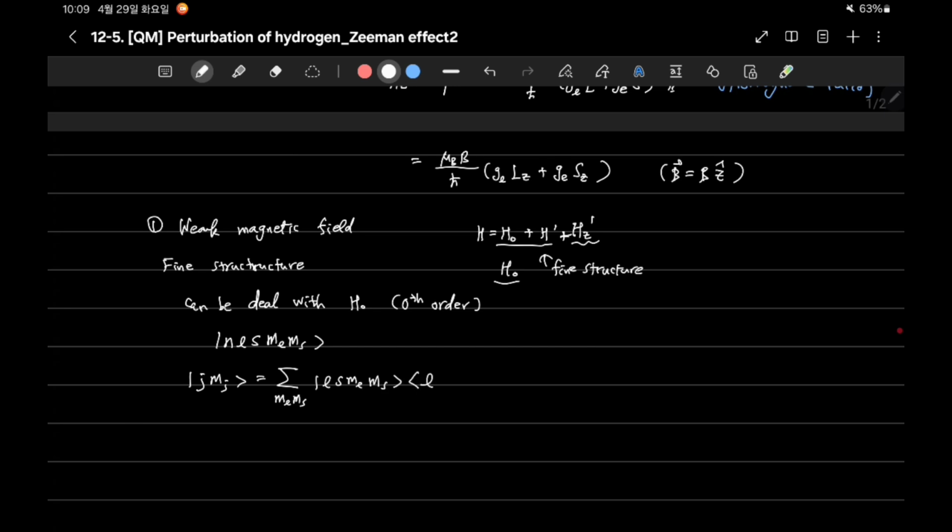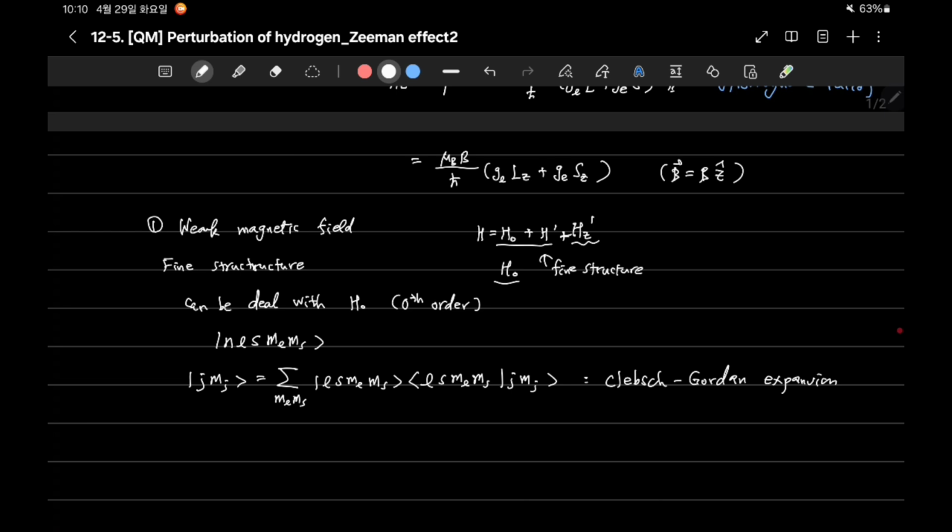Here, the n L S ML MS basis, and the J MJ basis. Here it is a complete set in terms of the orbital quantum number, the spin quantum number, and the corresponding magnetic quantum number. And this expression we call the Clebsch-Gordan expansion.